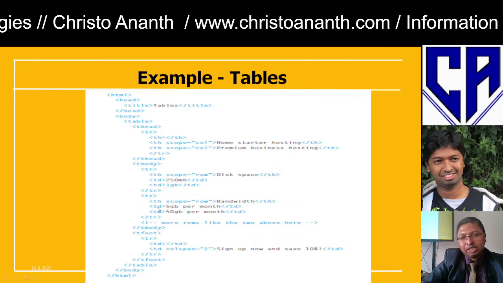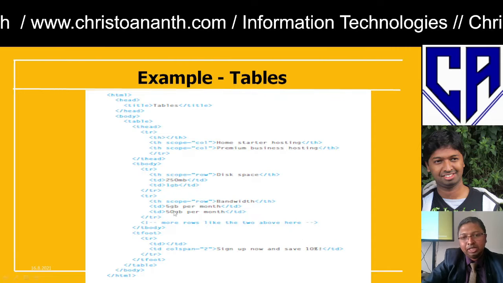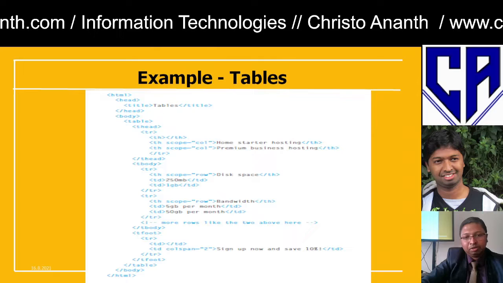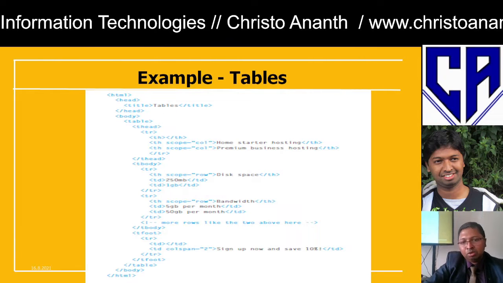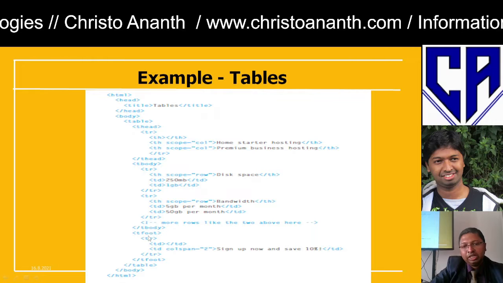Once again you open the TR. TH scope row. It is the row heading. Bandwidth. Table data, 5 GB per month. 50 GB per month. You close the TR and then more rows like that, and then you close T body.